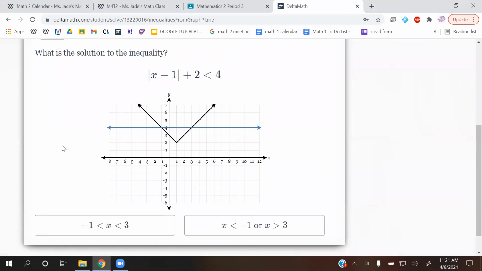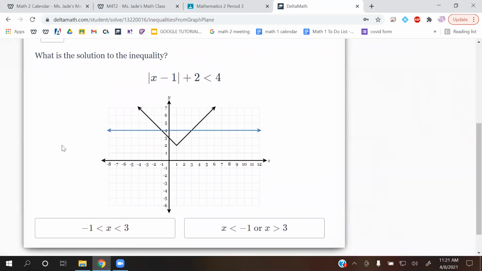next problem. And here we have another situation. We have an absolute value graph. That is the V-shaped black graph over here, and we want it to be less than 4. 4 is the blue line right over here. So we want our black graph to be less than or below the blue line.